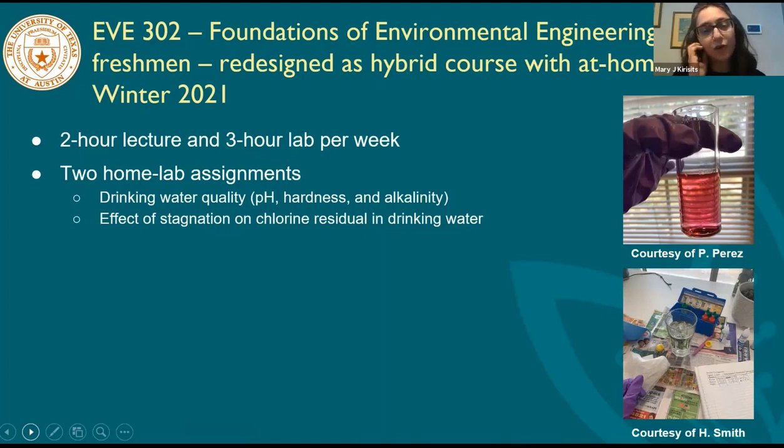The first one was drinking water quality: pH, hardness, and alkalinity. The one thing that was interesting about this one, and the second one, the effect of stagnation on chlorine residual in drinking water, is that I hadn't thought before about students that might be colorblind. If you see the picture to the right, the pink color, they had to look for a color change. When students were doing this lab assignment on their own at home, they didn't necessarily have somebody next to them to say, did I get the color change yet? That was something interesting that came up as part of that home lab assignment.